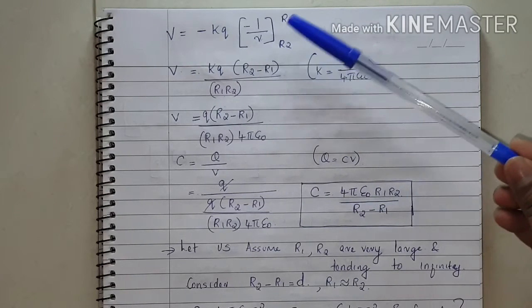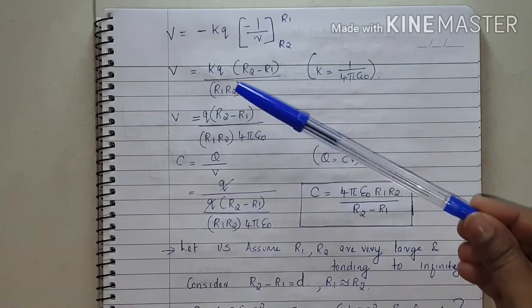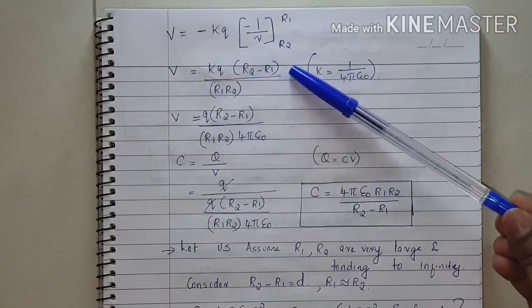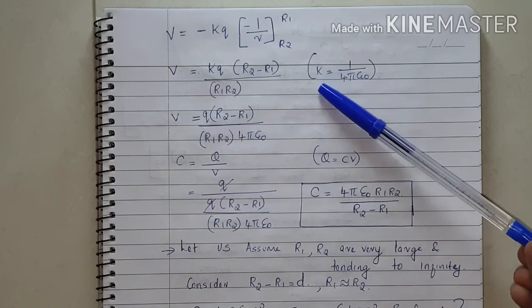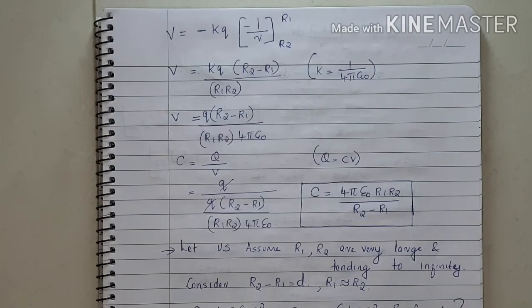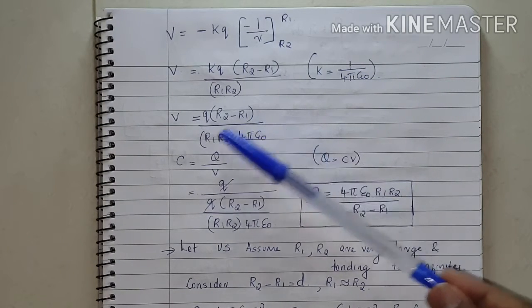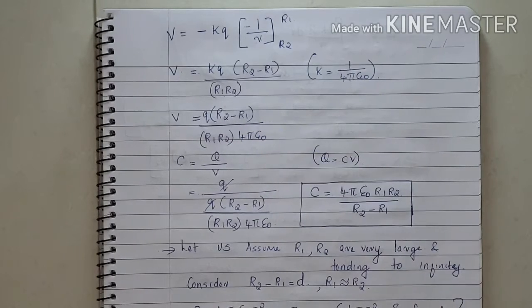In order to simplify it, we can interchange the upper limit and lower limit, that is KQ into R2 minus R1 by R1 R2. Next we will substitute the value of K, that is 1 by 4 pi epsilon 0. Q into R2 minus R1 divided by R1 R2, 4 pi epsilon 0.